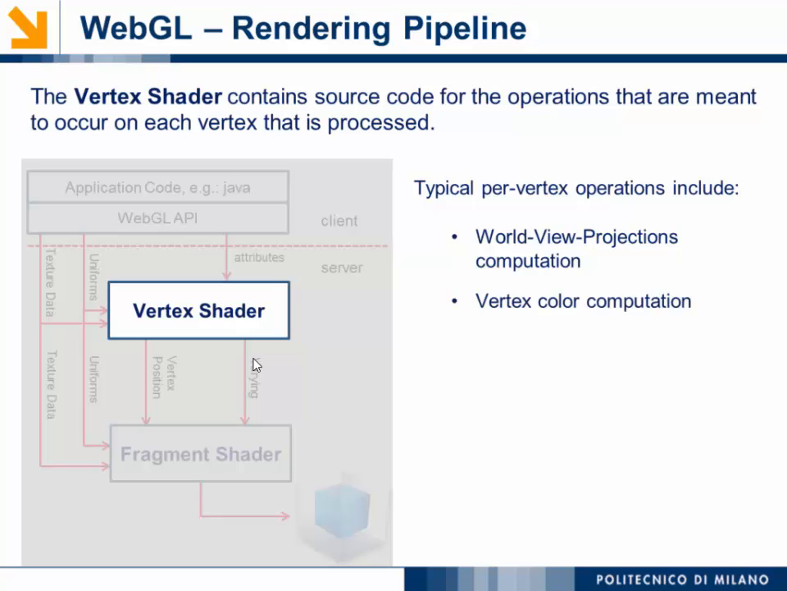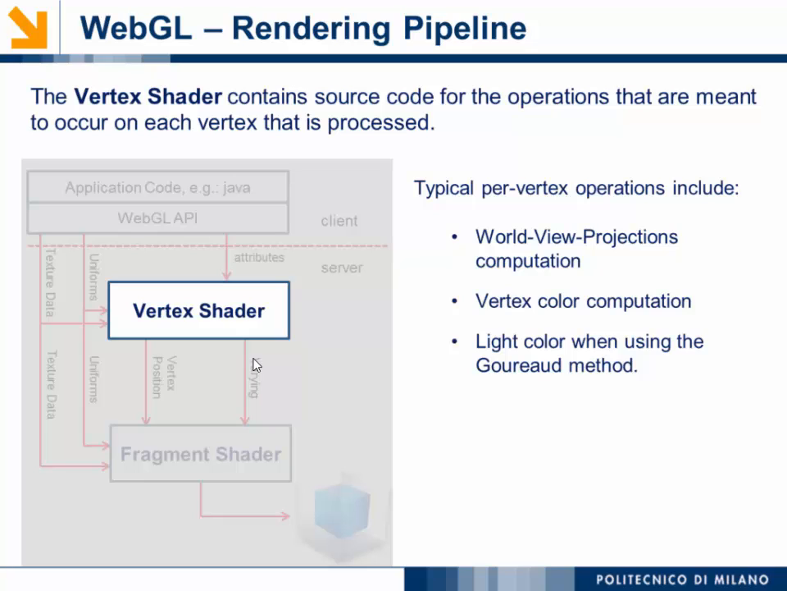Vertex color computation. The last example of last lesson was about coloring the faces of the cube, interpolating the values from vertex to vertex. That computation happens at this level.